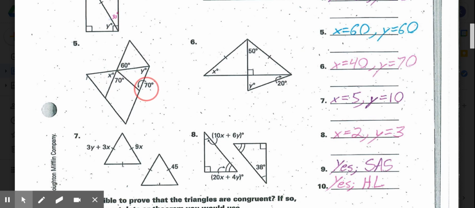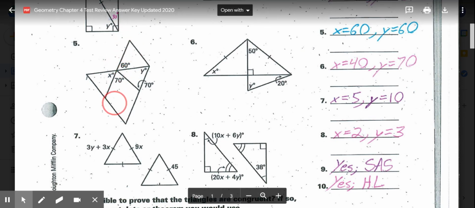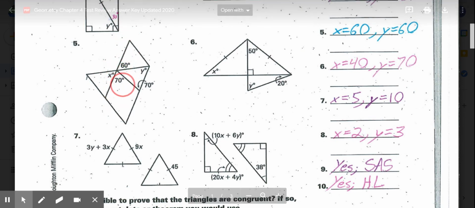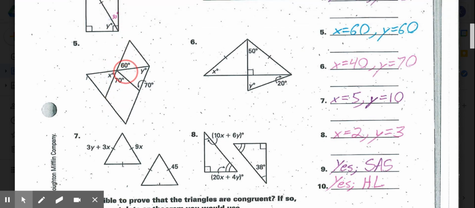Then I know one of the angles in the triangle with y is 70. I can figure out this angle right here that's missing because the 60, the 70, and the blank angle make a straight line, or 180. So 180 minus the 130 from the 60 and 70 tells me this missing angle right here is 50.